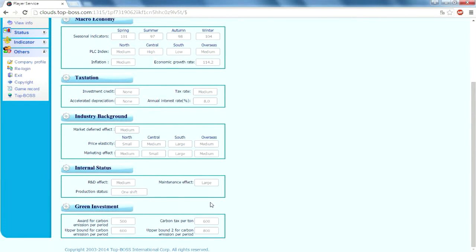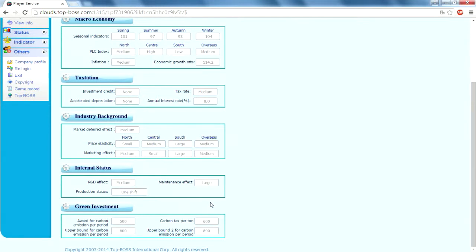I have just mentioned the macro environment and the industry background to all of you, so you will have an overview of that. And now I'm going to show you the primary main functions of the system. There are a lot of functions in the system. Let me just pick some important ones for you. So just follow me step by step. Whichever button I press, please follow me, and practice on your own side.